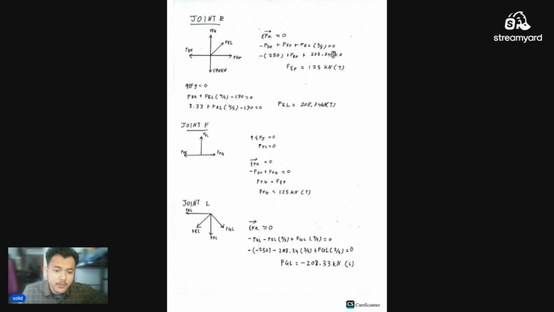Then the last one is joint L. Just ΣFx is equal to 0, and then input all the information into the calculation, and we get FGL is equal to negative 208.33 kilonewton. We get it in negative, so the answer will be compression.